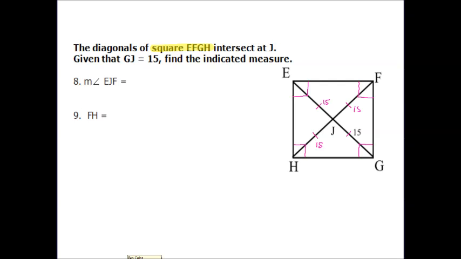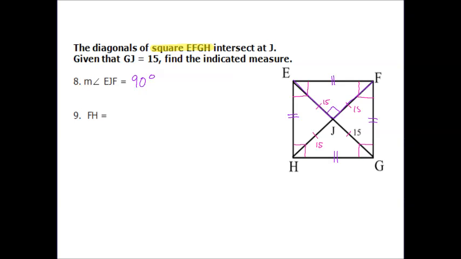But a square also has the same properties as a rhombus, and that tells us that the 4 sides have to be congruent, and it also tells us that the 2 diagonals meet each other at a 90-degree angle, and in other words, they are perpendicular. So now let's look at what we're being asked. In number 8, we're being asked the measurement of the angle EJF. EJF is this angle, and we just figured out that that angle has to be 90 degrees because the diagonals are perpendicular.